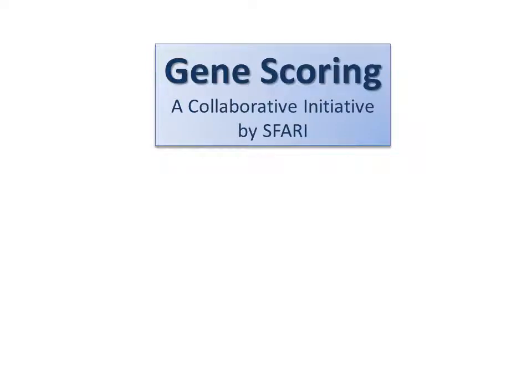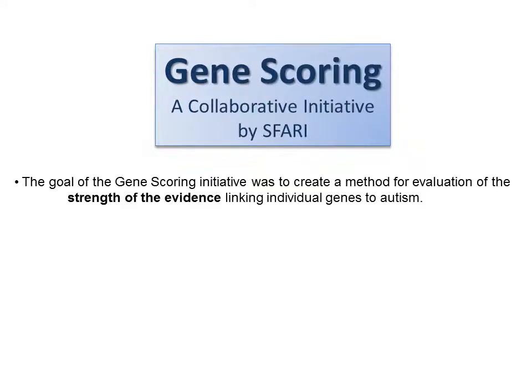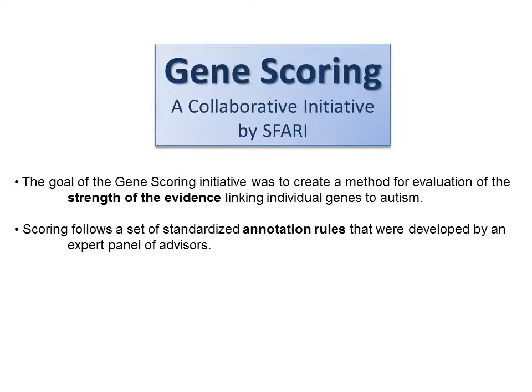Welcome to the Gene Scoring Initiative of SFARI. This collaborative initiative was recently started by the Simons Foundation with the goal of creating a method for evaluation of the strength of the evidence linking individual genes to autism.